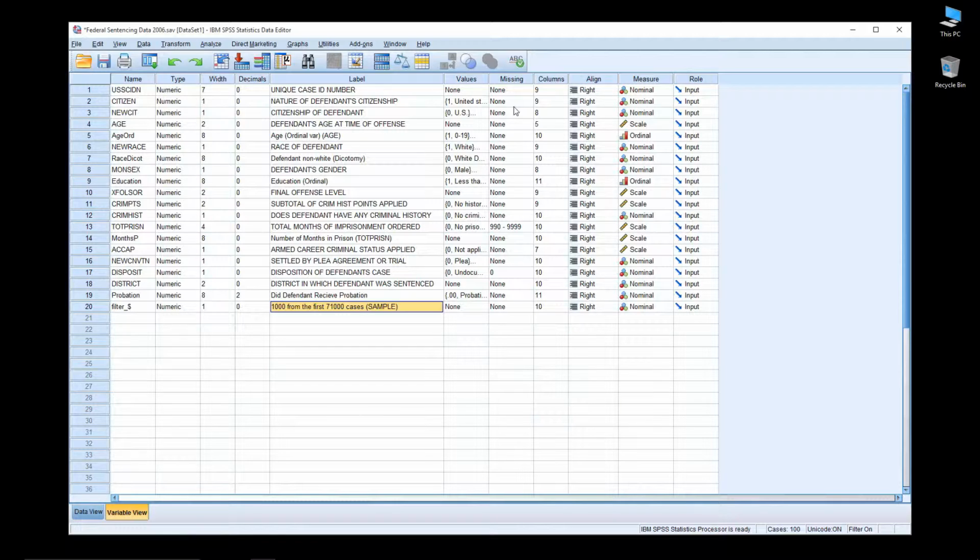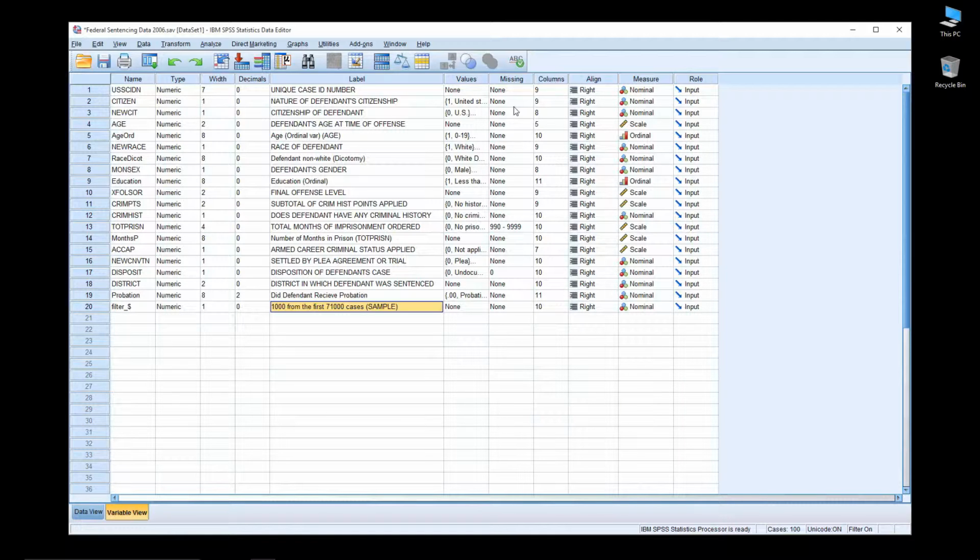So once again, we're going to be using the Statistical Package for the Social Sciences, SPSS. We're going to be using version 23, but once again, all these commands should backtrack, extend to any of the previous versions and hopefully into future versions. And we're going to also be using the federal sentencing data set for 2006. Once again, this is a subsample.